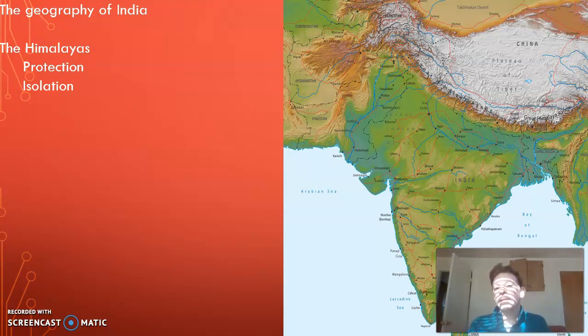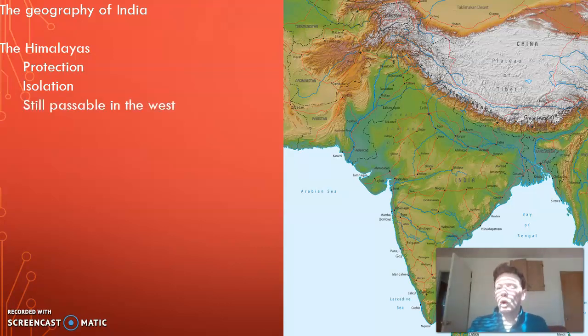So India is in a sense protected by the Himalayas. In a sense, it's isolated by the Himalayas. The Himalayas are this barrier to a completely free interchange between India and the rest of Asia. They set India apart from the rest of Asia.